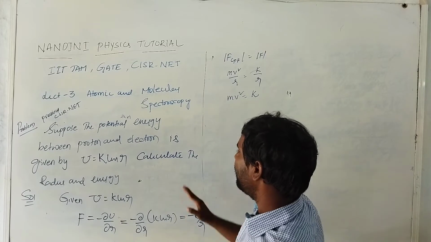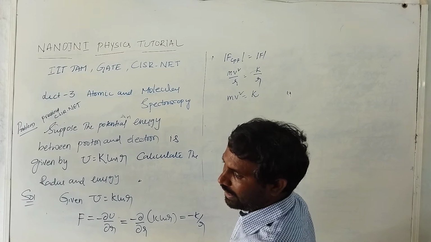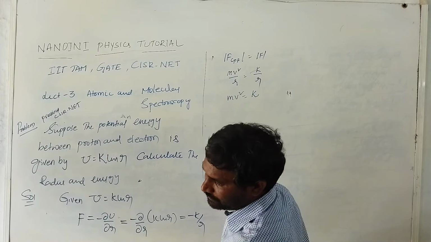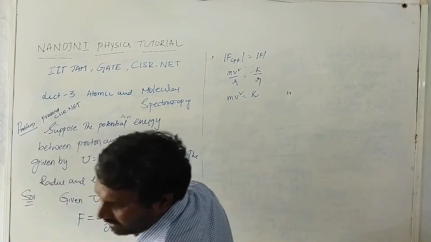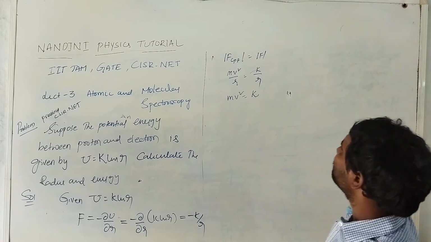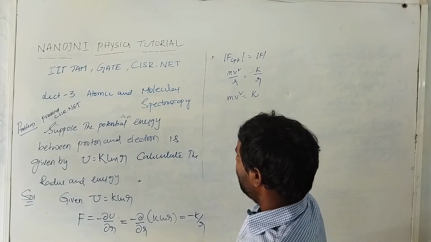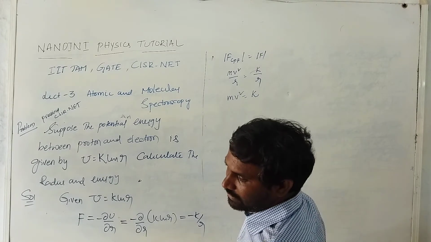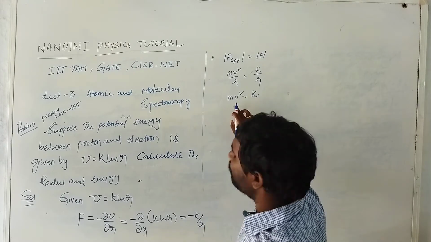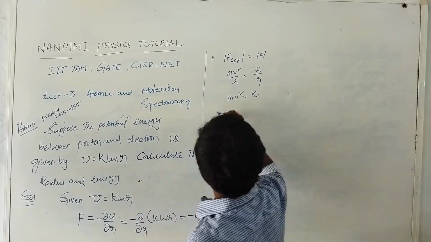I want to calculate radius and energy. He was asking to calculate the radius and energy. So right now I want to take velocity. After that, simply substitute velocity in the radius equation, you will get all these things. Understand up to here, and then first of all I want to find out the radius. What is the radius formula?